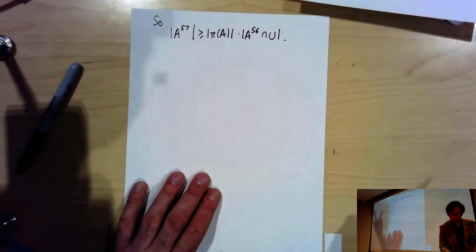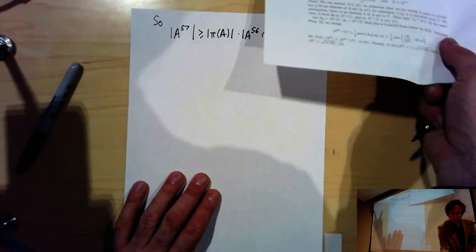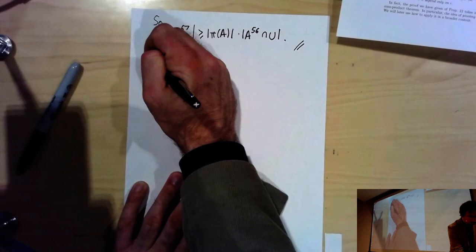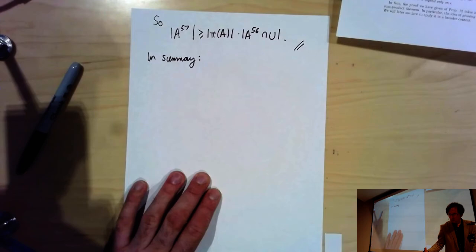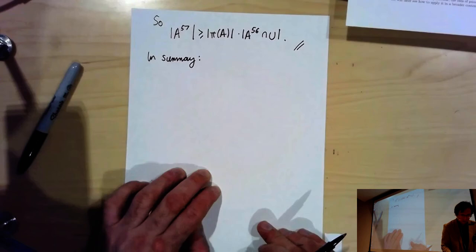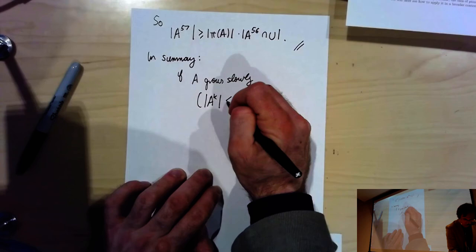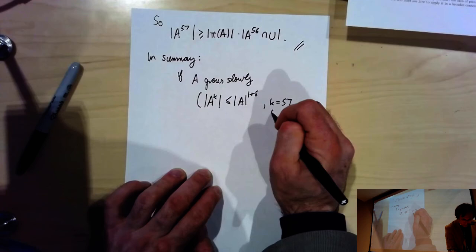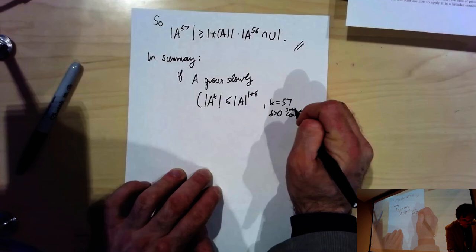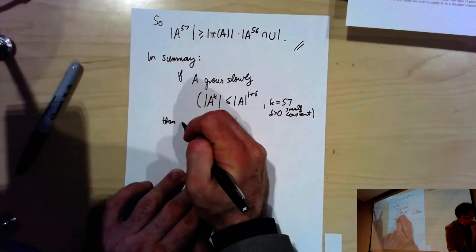So now let me talk just a bit as to what you have in the general case. So what does this really mean, in summary? So this is giving you growth, or you could turn it on its head and say it's classifying sets that grow slowly. If A grows slowly, meaning A to the K less than A to the 1 plus delta, where K is 57 and delta is a small constant. It's not too small, really. Then one of these cases must hold.